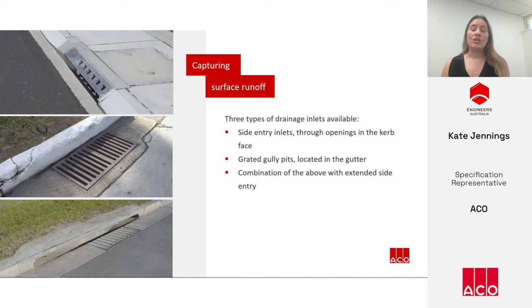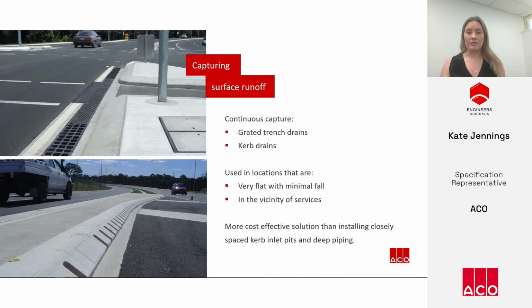There are 3 traditional types of road drainage inlets available: side entry inlets through openings in the curb face, grated gully pits positioned in the gutter, or a combination of the two with an extended side entry. All of these traditional methods allow for intermittent capture of surface water. You can also capture water continuously rather than intermittently, either by using grated trench drains or slotted curb drains.